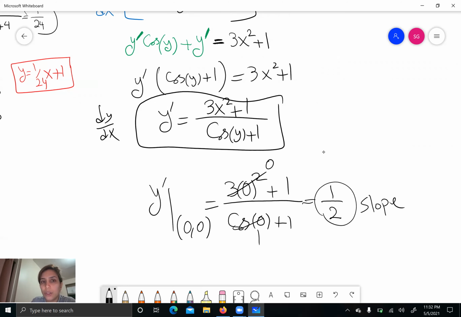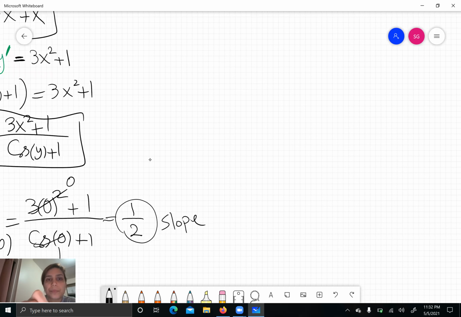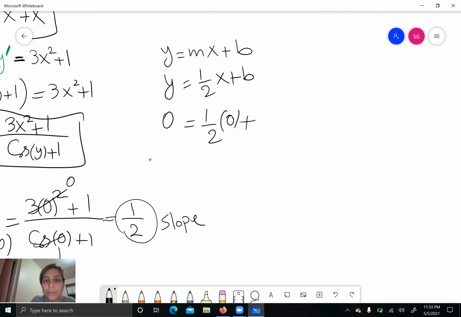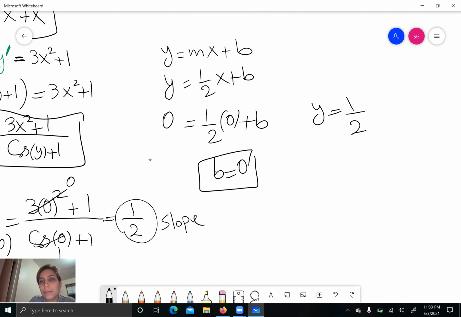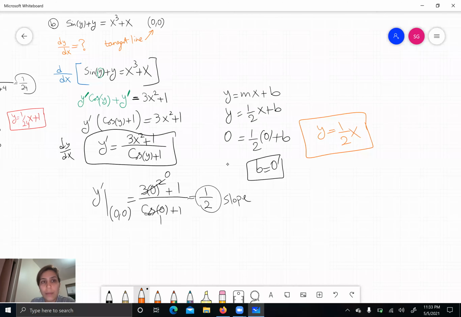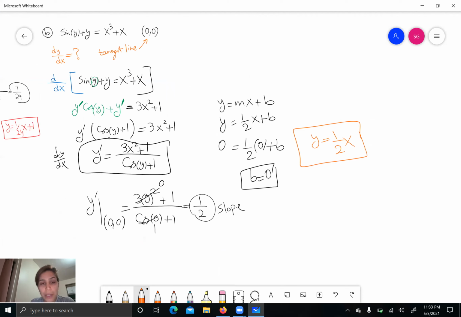And then what is the equation of the tangent line? The slope is a half. Now, I don't know what b is, but we know it's a point at (0, 0), so (0, 0) should satisfy this equation. So b is 0. That's it. The equation of the tangent line is y equals half of x. Okay, got it? So the idea is that you need the slope, and this is not a function, but yet you can use implicit differentiation in order to come up with the slope of the tangent line.